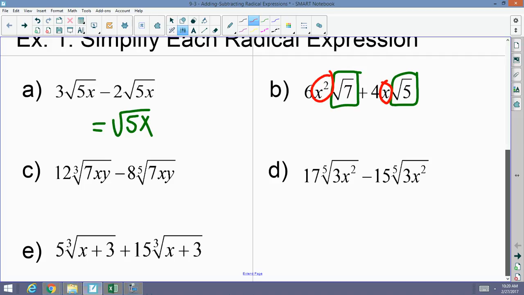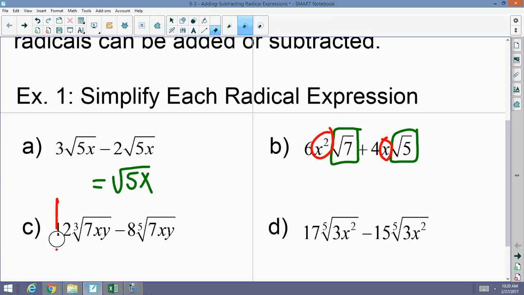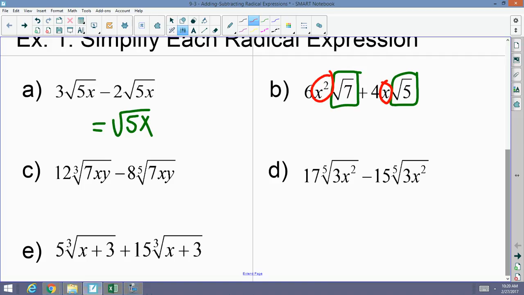Since they have the same base, can anyone think of a way to manipulate this to make this work? Yes. You're perfect. What my boy said was, let's think about the least common multiple. So he knows that what happens here is this is 12 times 7xy to the 1/3, correct? And this is minus 8 times 7xy to the 1/5.